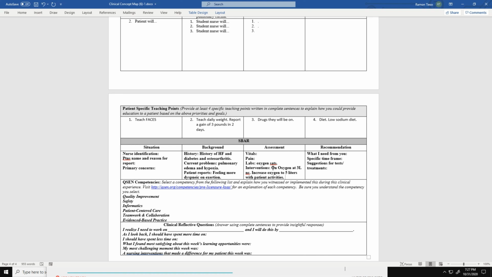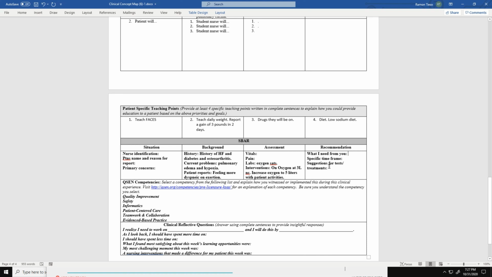Now, if they did get bad and the nurse did have to call the doctor, then that's a great time for you to fill out an SBAR of what you would have said to that doctor for the order that nurse was trying to get. So try to make it fit some kind of situation that you saw while you were there. Recommendation, what I need from you, and that's what you're putting.